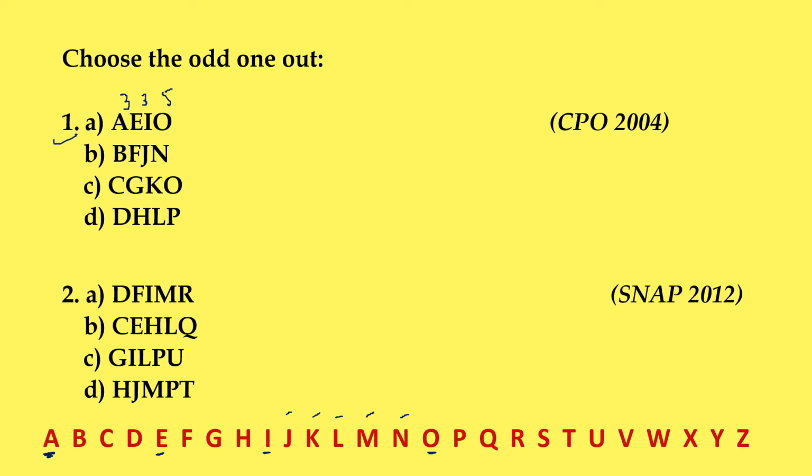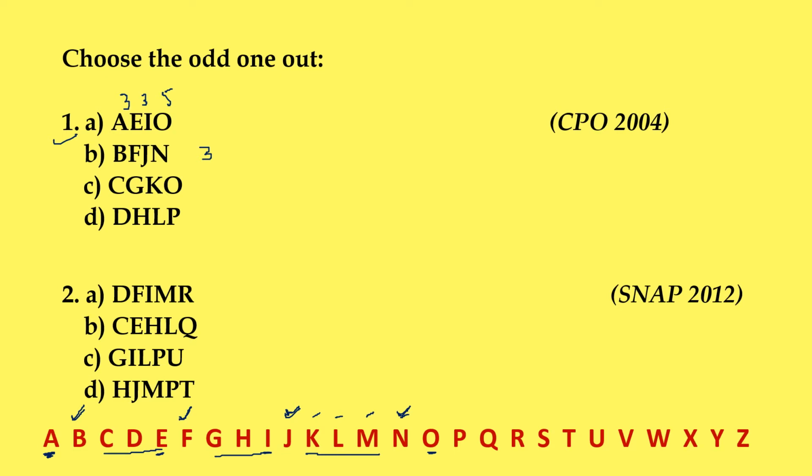Now let us look at B, F, J and N. So this is B, this is F, this is J, and this is N. So let us see what the difference is. So between B and F, we have 3 letters. Between F and J, again we have 3 letters. Between J and N, again we have 3 letters. That means there is a uniform difference of 3 letters in all the 4 alphabets that are given to us.